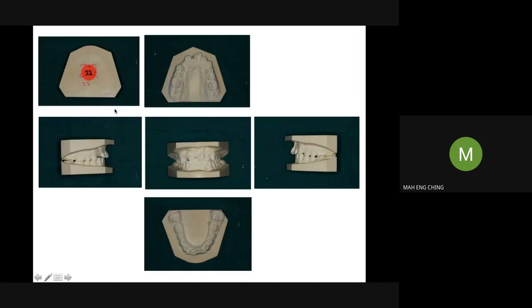22nd. So this one again, first thing first, count the number. 1, 2 is there, 3 is missing, and the left side you got a full set, and the bottom you got a full set. So based on this upper right quadrant, I don't have an X-ray, so assume this one may be missing the central incisor and the canine.